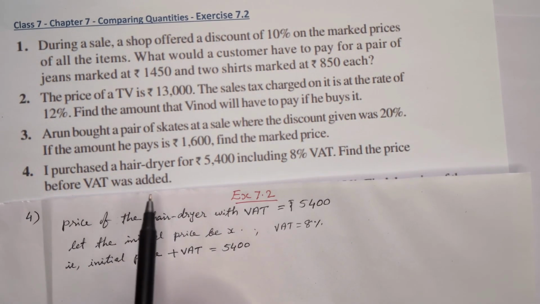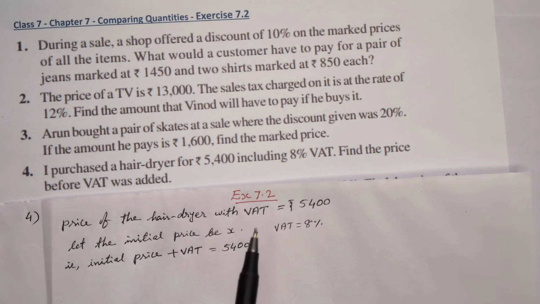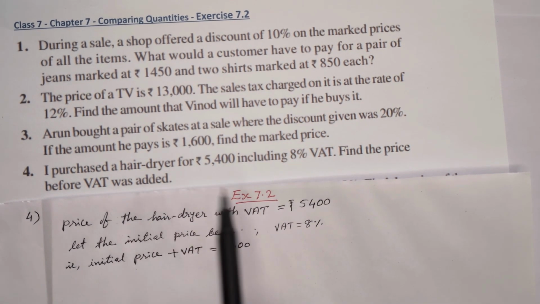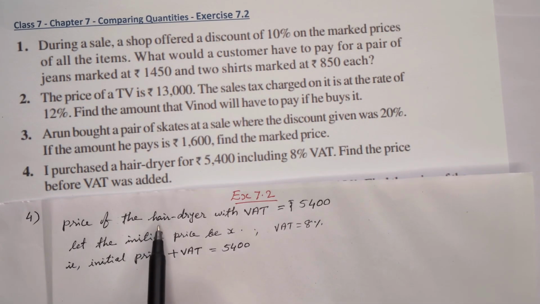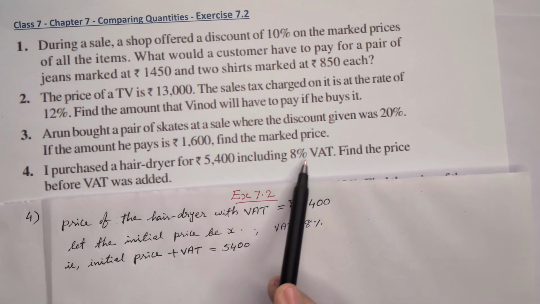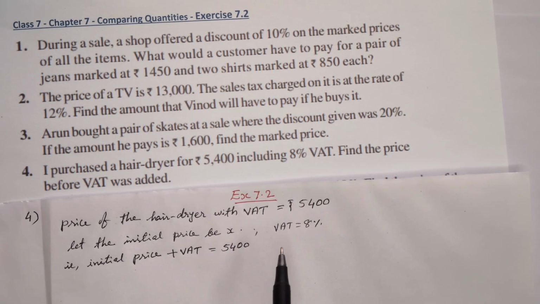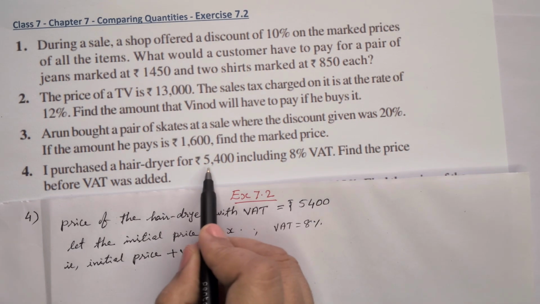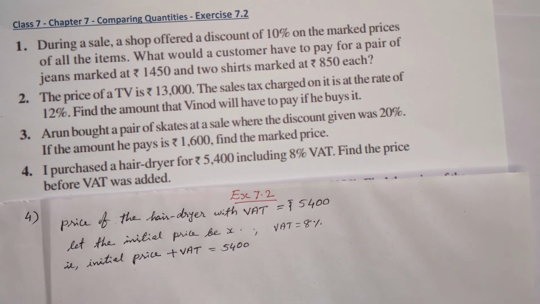Question number 4. I purchased a hair dryer for rupees 5400 including 8% VAT. Find the price before VAT. So price of the hair dryer including VAT is rupees 5400. So we can take the initial price as X and VAT is given as 8%. Initial price plus VAT together is 5400.